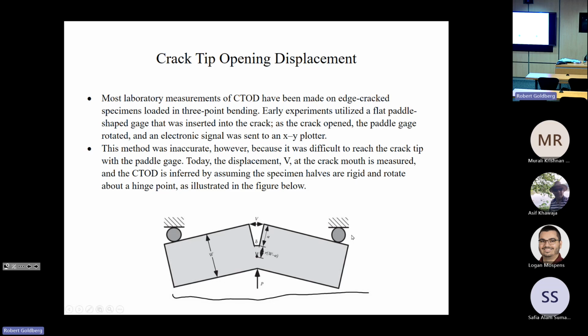So nowadays, how we measure the crack tip opening displacement, which is related to this opening V, this displacement V at the crack mouth, we measure this opening at the crack mouth and use that to compute our crack tip opening displacement at the edge of the crack. And what we do is we assume that each of these specimen halves are rigid and they rotate around a hinge point, as shown in this figure here.